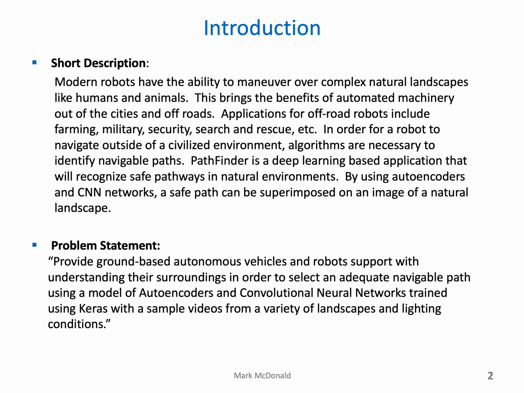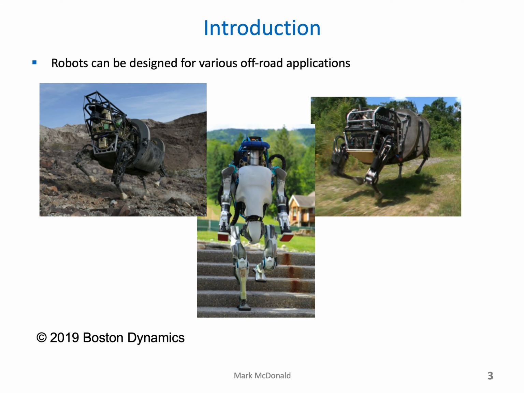New applications include farming, military, search and rescue, security type of applications, where these robots can now traverse off-road environments. They are no longer limited to prescribed flat surfaces where they could roll over. What this project aims to do is to develop a deep learning model that's designed to help these autonomous off-road robots find a path that they can safely navigate.